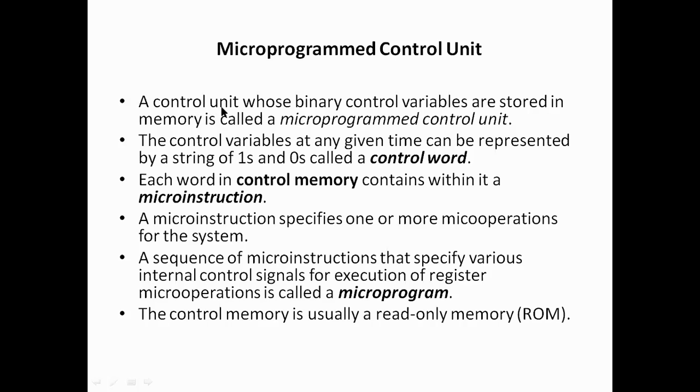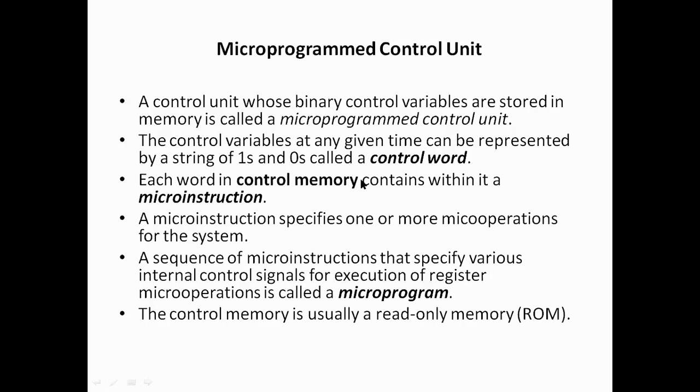So we say that a control unit whose binary control variables, that is, certain bits with certain variables, are stored in memory. This is called a microprogrammed control unit. The control variables obviously will be binary. It will be a set of ones and zeros, and that set will be called a control word. This control word will be in the control memory.